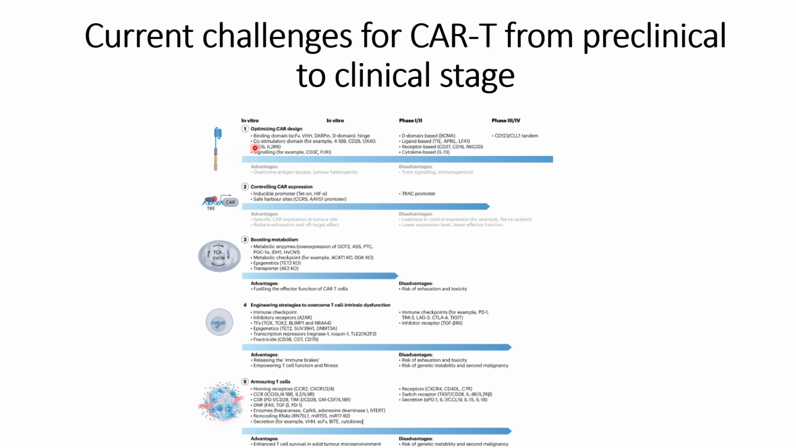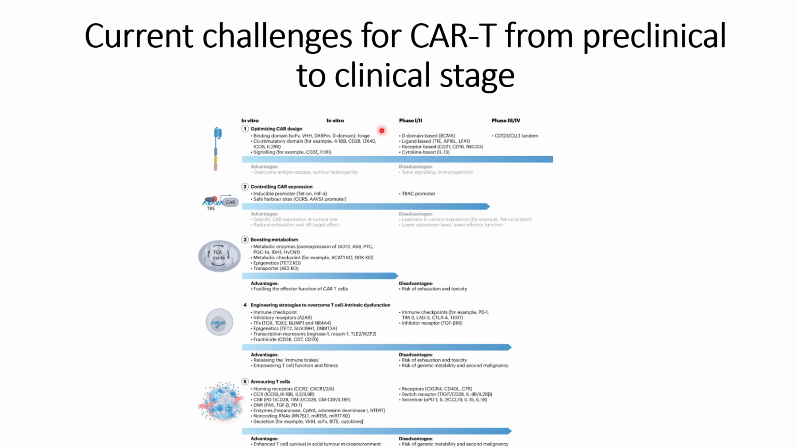In terms of optimizing CAR designs, there are several designs that are undergoing intensive investigation, such as the binding domain, single chain variable fragment, VHH, and DARPin domain, hinge. And there are many co-stimulatory domains such as 41BB, CD28. However, only some of them are able to reach the clinical stage, that is phase 1, phase 2, phase 3 and phase 4.